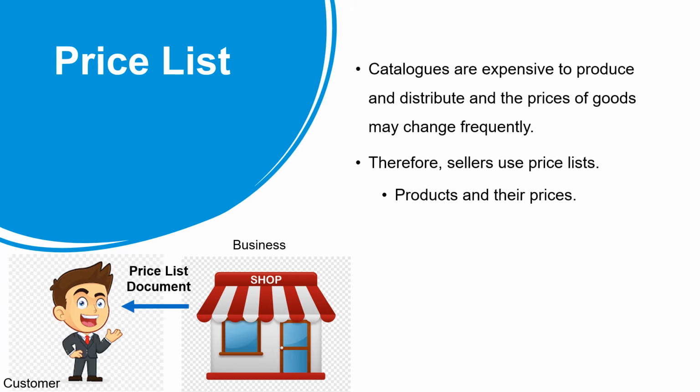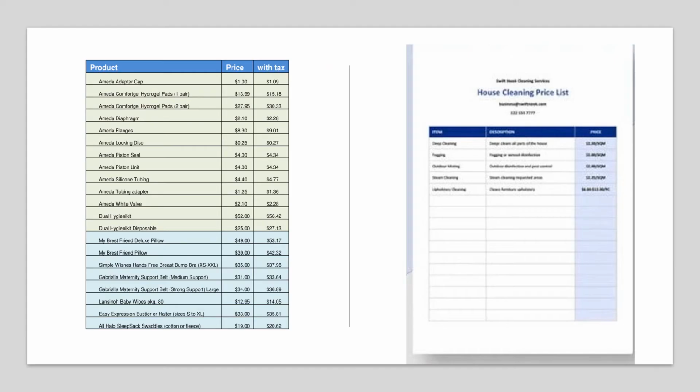Now we'll see an example of a price list. This is an example of a price list. As I said earlier, price lists are very simple. This price list does not have any images and it's just the name of the product and the price. So it's very simple, and even if prices change frequently, they can print this again and again because this is much less expensive compared to printing a catalog.